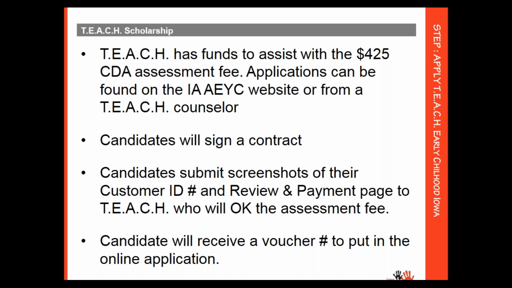The council then issues the candidate a message with a voucher number. The candidate will go back into their online application and enter the voucher number and continue on with the application. Candidates will receive detailed instructions on how to apply to the council for their CDA credential.